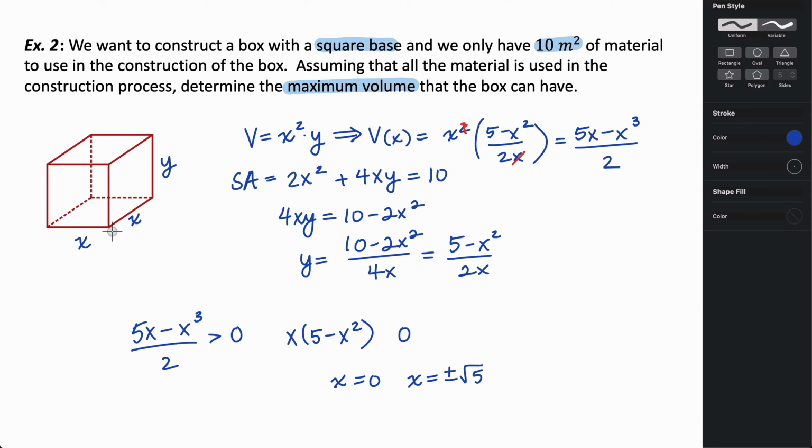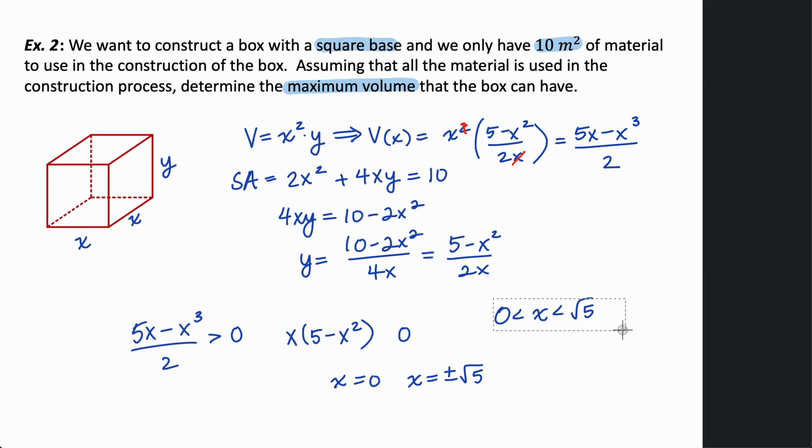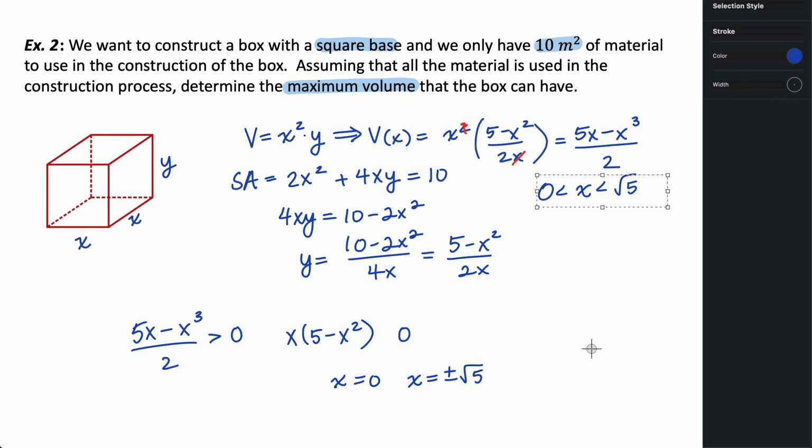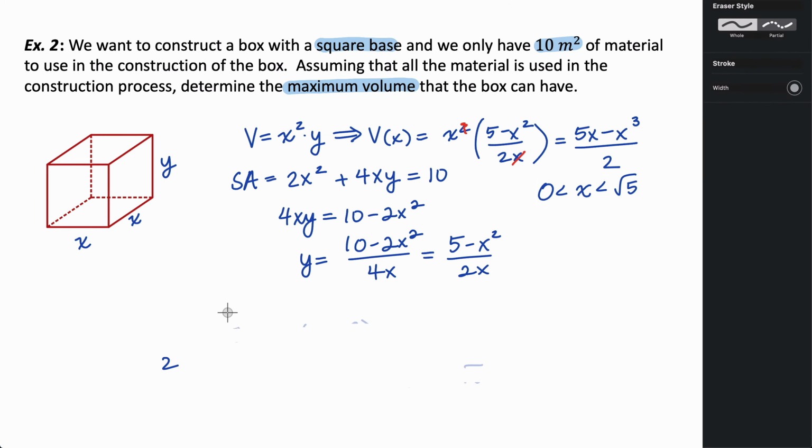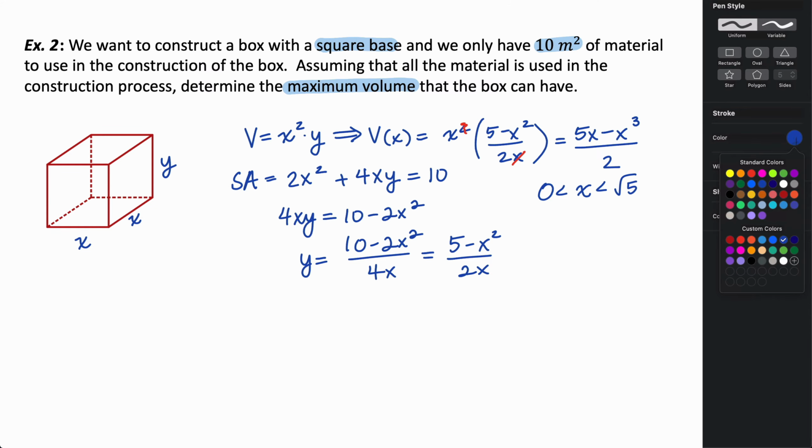Now, clearly the length can't be negative, so that means that it's going to have to be between 0 and the square root of 5. So that's our feasible domain. So x is going to have to be between 0 and the square root of 5 in doing this problem. Okay, so that's our domain that we have to look at and consider when we're trying to maximize this. So let's go ahead and go through the process of maximizing.